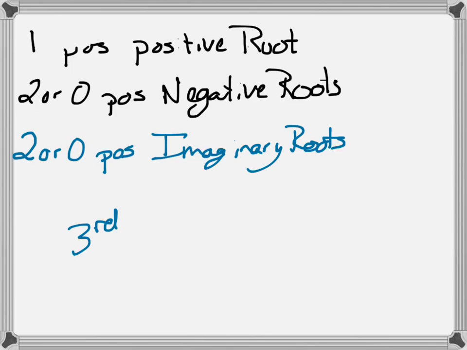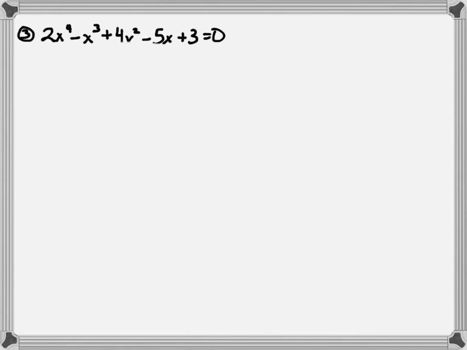So if it's at 4, it can be 4? It can be 4. They can all be imaginary. So if it's at 4, it can be 4, 2, 0. Okay, so we're going to do a 4 one, just so we can see an even set.